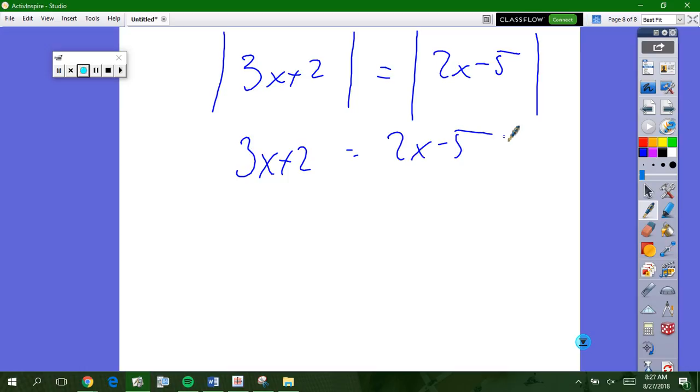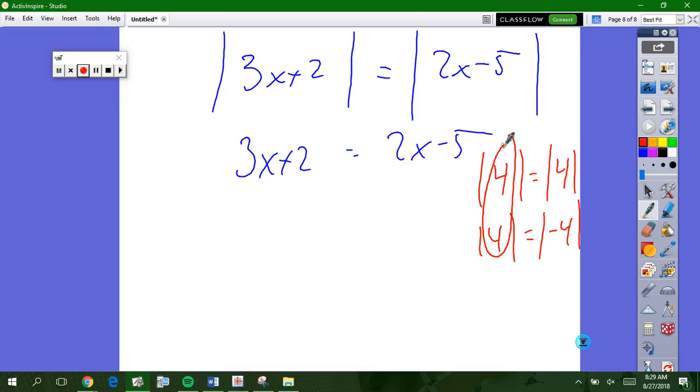Let's go over here just a little bit. If I had the absolute value of 4 equals the absolute value of 4, what other solution could I have? That works. You guys agree with me? What's another type of solution that I could have? Absolute value of 4 equals absolute value of negative 4, right? So basically, once again, I keep this guy the same and then do the opposite on the other side. Does that make sense to everybody?